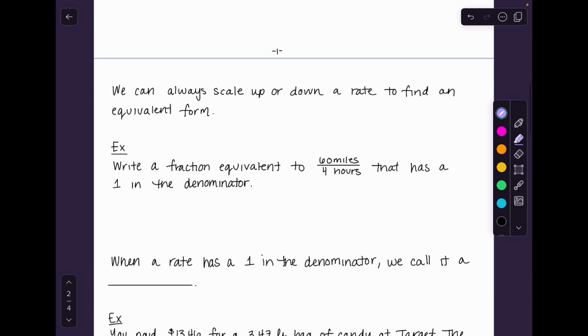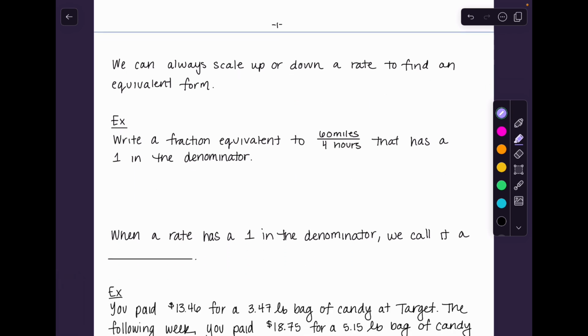So let's try an example. Let's write a fraction equivalent to going 60 miles in 4 hours that has a 1 in the denominator.